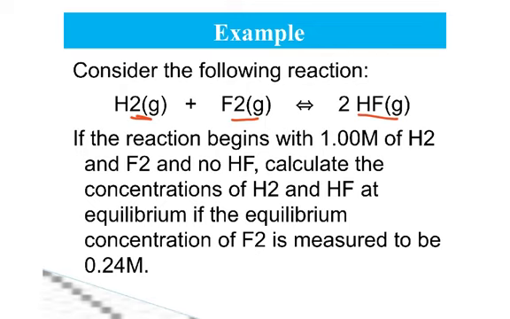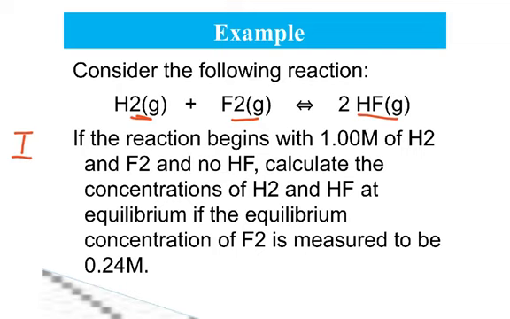So all 3 ingredients are in the beaker at equilibrium, and we want to know what proportion each one of them is in. If the reaction begins with 1 mole per liter of H2 and F2 and no HF, calculate the concentrations of H2 and F2 at equilibrium if the equilibrium concentration of F2 is measured to be 0.24 moles per liter. The way we're going to start this problem is we need the I part of the ICE table, which remembers the initial concentration of ingredients. So what was put in the container at the beginning.